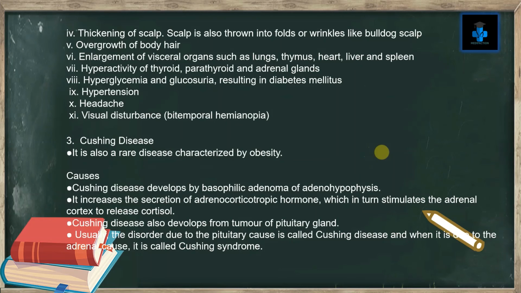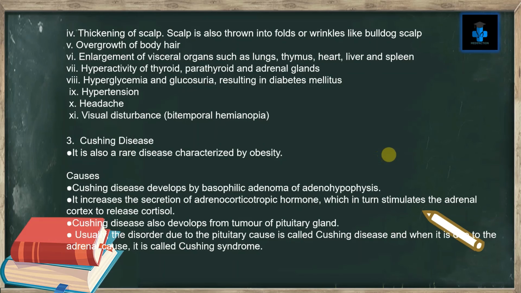Overgrowth of body hair. Enlargement of visceral organs such as lungs, thymus, heart, liver, and spleen. Also, hyperactivity of thyroid, parathyroid, and adrenal glands. The hyperglycemia and glucosuria resulting in diabetes mellitus. Hypertension, headache, visual disturbances, that is bitemporal hemianopia.